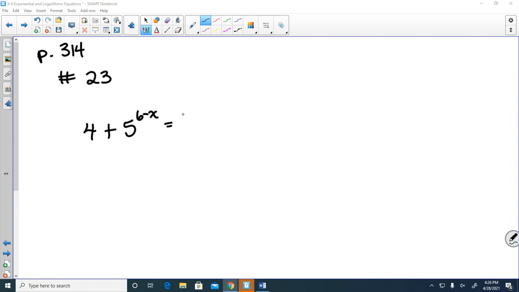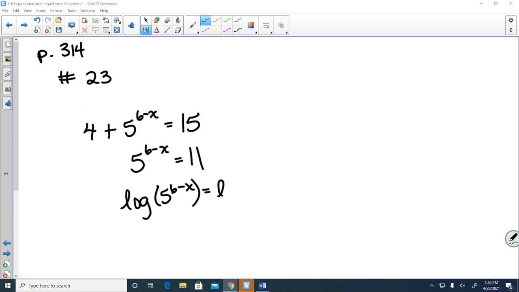equals 15. So here I have a 4, I have a 15, and I have one exponential expression. Before you take the log of both sides, go ahead and combine the 4 with the 15 so that you have 5 to the 6 minus x equals 11. Now I can't get the bases to be the same, but I can take the log of both sides. So log of 5 to the 6 minus x equals the log of 11.